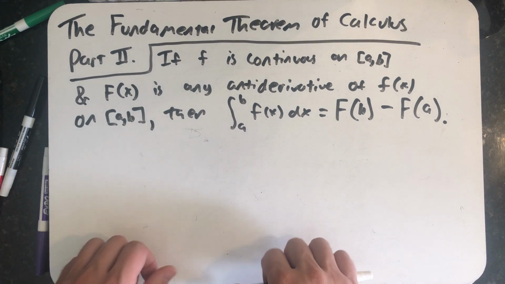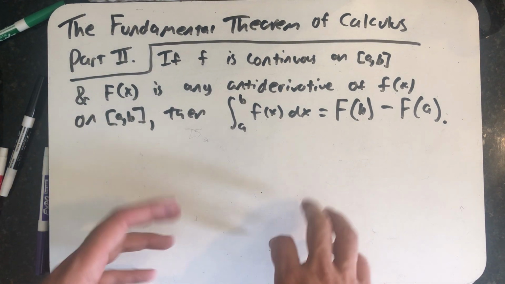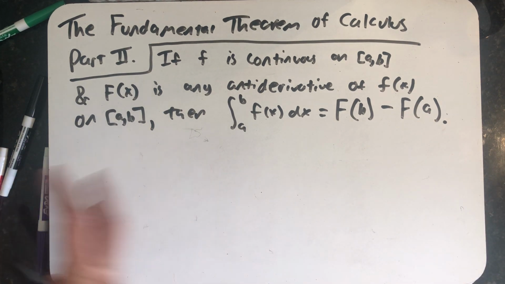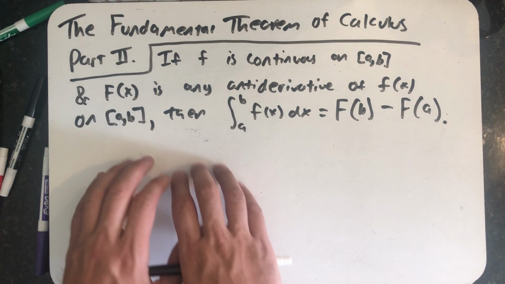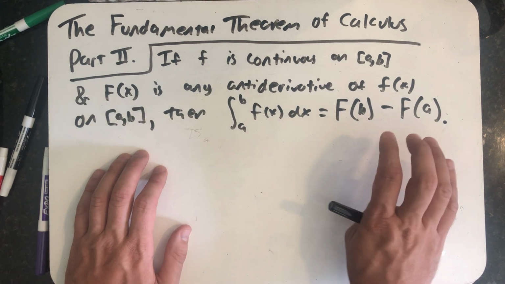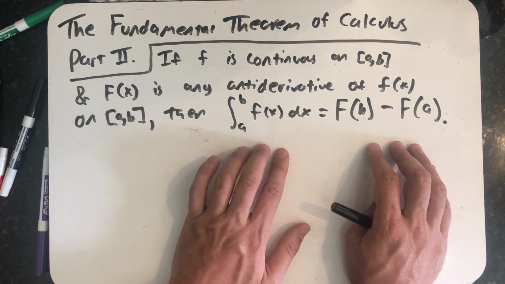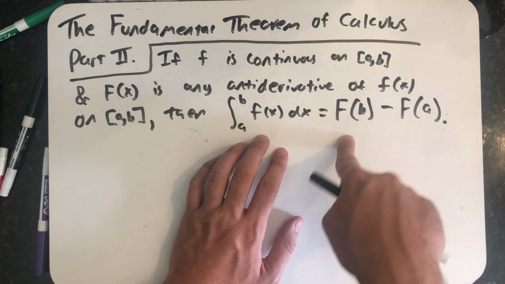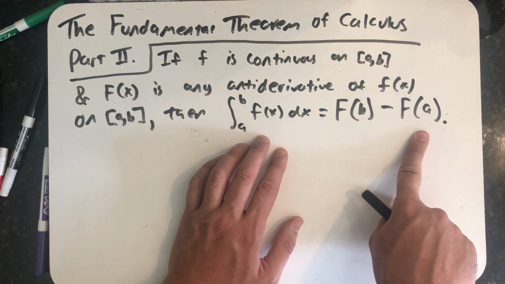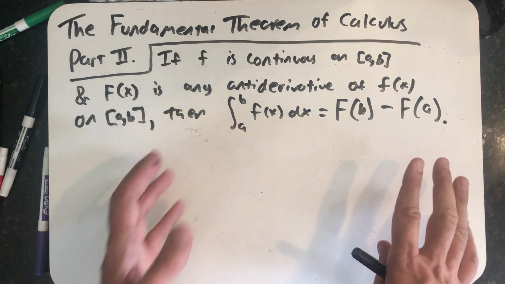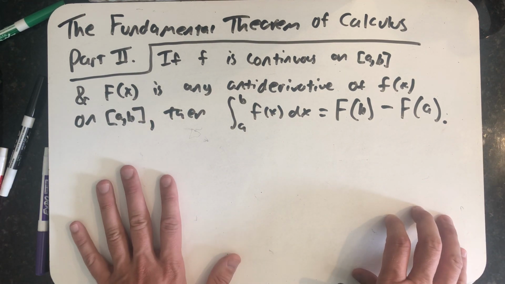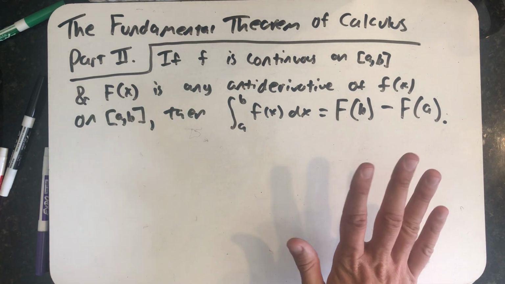The second part of the Fundamental Theorem of Calculus says that if I have a continuous function and any antiderivative, whether it be the one I produce in that fashion or a different one, then I can use that antiderivative to evaluate the definite integral. That the definite integral from a to b of little f of x dx is big F of b minus big F of a. Finally, the two parts of the Fundamental Theorem of Calculus connect antidifferentiation with the areas we've been studying.